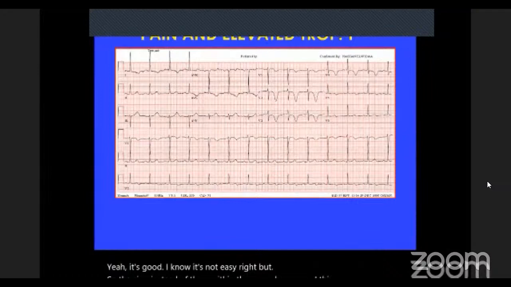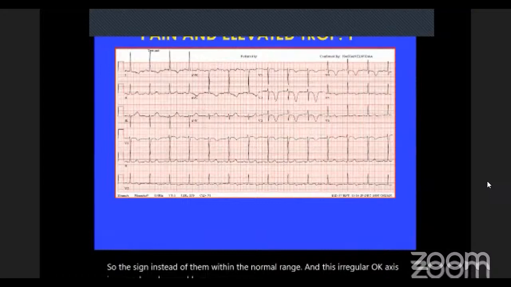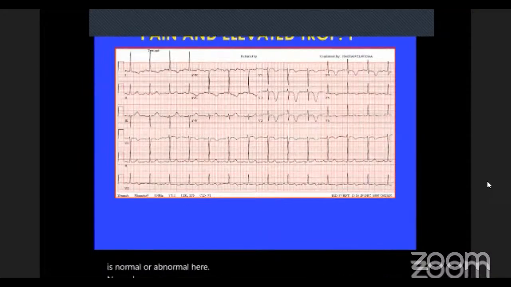Okay, is the axis normal or abnormal here? The axis is positive in lead 1, lead AVF, and 2. Yes, it's a normal axis. Normal axis, excellent. Any other abnormalities you could see in this ECG? Let's see. I think there is T inversion at leads V2, V3.